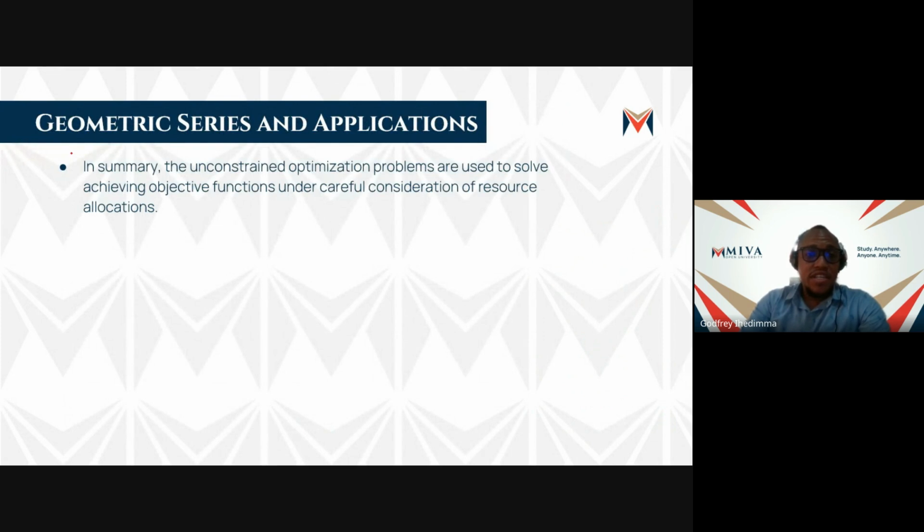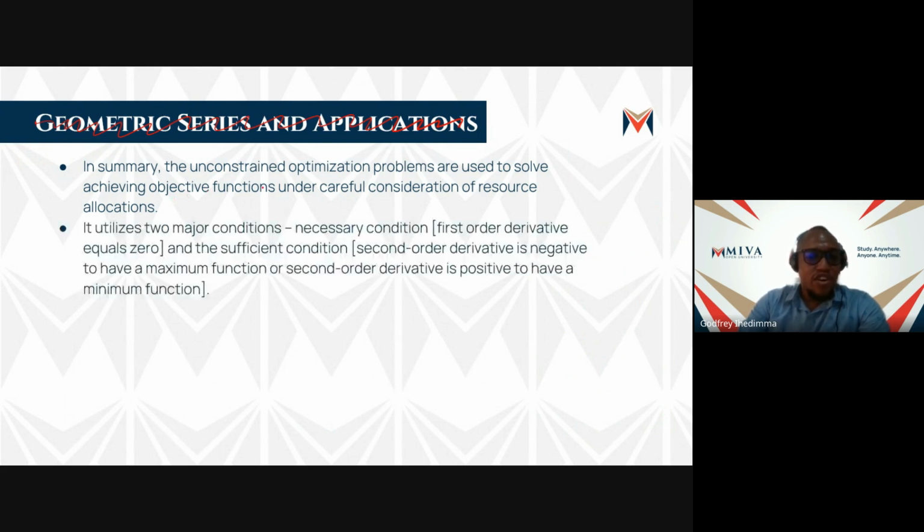In summary, the unconstrained optimization problems are used to achieve objective functions under careful consideration of resource allocation. Then it utilizes two major conditions. One is the necessary condition, which we just talked about, and that is that the first order derivative equals zero. And the second order condition is also referred to as the sufficient condition. It is the one that helps us verify.